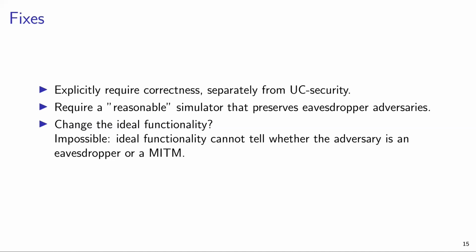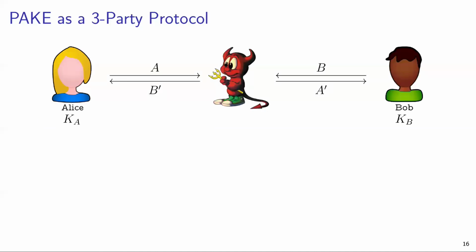But if it's the eavesdropper, we need to not give the simulator this power, because otherwise the simulator can use that power to make the trivial PAKE a PAKE. So we have this problem: the ideal functionality just doesn't have enough information to model it properly. So this suggests that maybe we need to change things up a little bit. We need to change something so that the ideal functionality can know whether the adversary is behaving as an eavesdropper or a man in the middle.